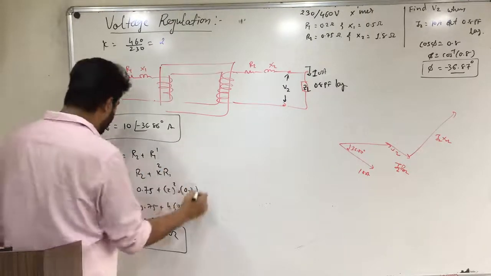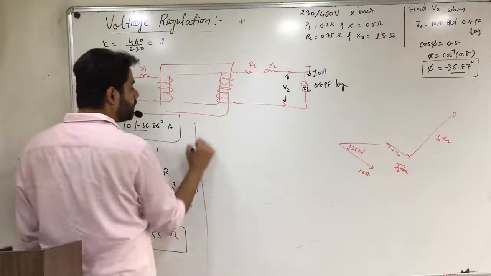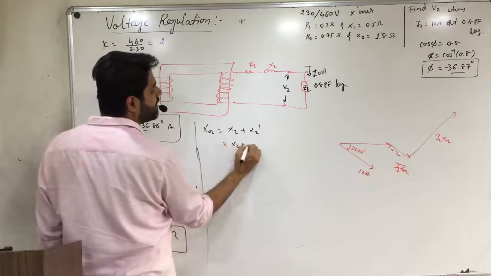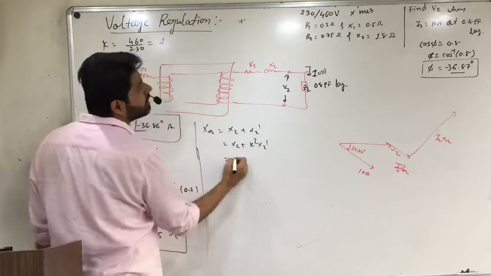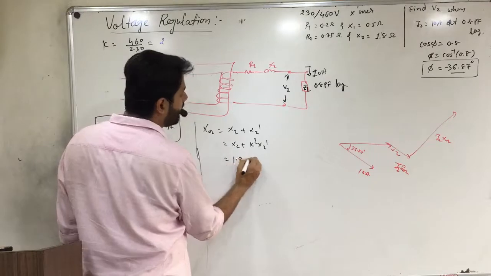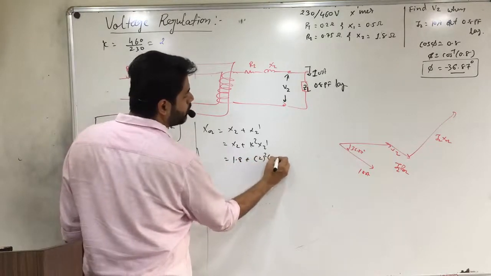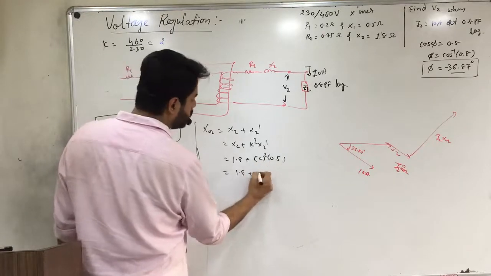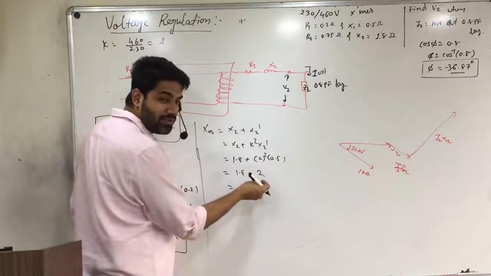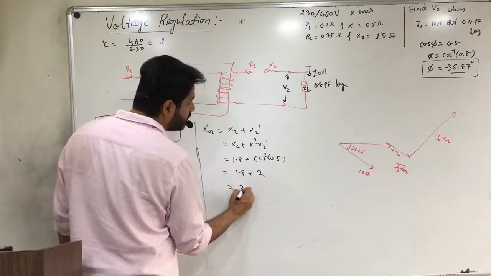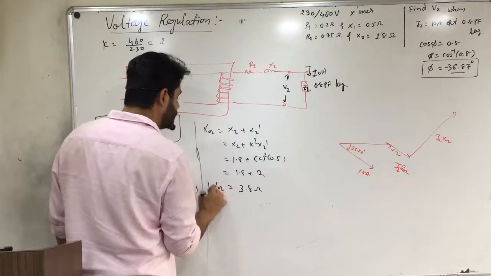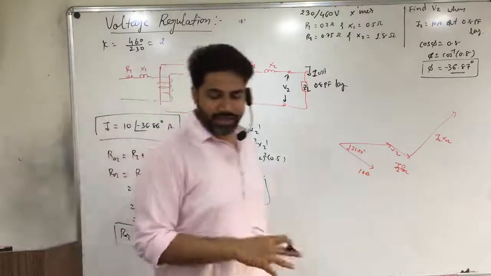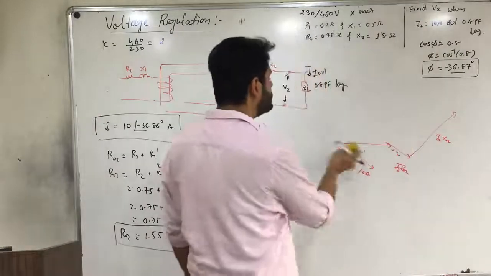Now let us find out XO2. XO2 will be X2 plus X2 dash, that is, X2 plus k square into X1. The value of X2 is 1.8, plus 2 square into 0.5, which is 1.8 plus 4 by 2, which is 2. So these are also very near to each other, and we have 3.8 ohms. So XO2 is also clear to me. Once I've got these two values, I can easily calculate V2.